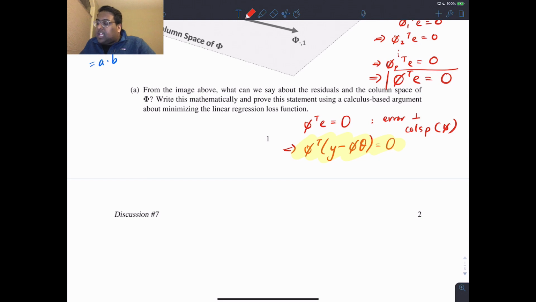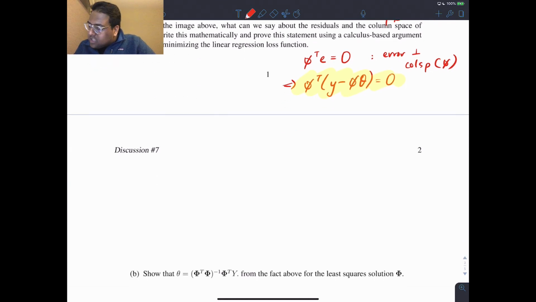And so that's our claim, and what we want to do now is prove this using a calculus-based argument invoking gradients. Okay, and so recall the function, and I can say it's a function of theta, we're looking to optimize is the error, right? So we want to optimize the norm of the error. We want that to be as small as possible, but what's the error? That's just the L2 norm of y minus phi times theta, squared.